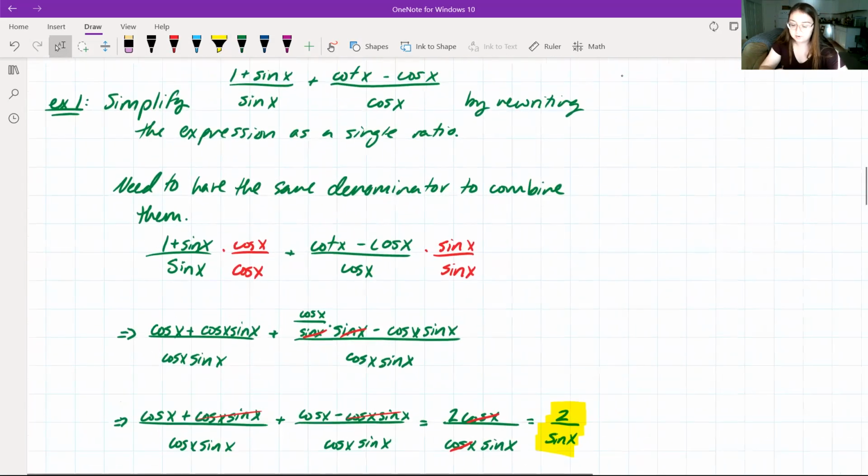So that would be how we would simplify your expression into a single ratio. You want to simplify as much as possible, but mostly so that you get a fraction with one single term as the numerator and one single term as your denominator.